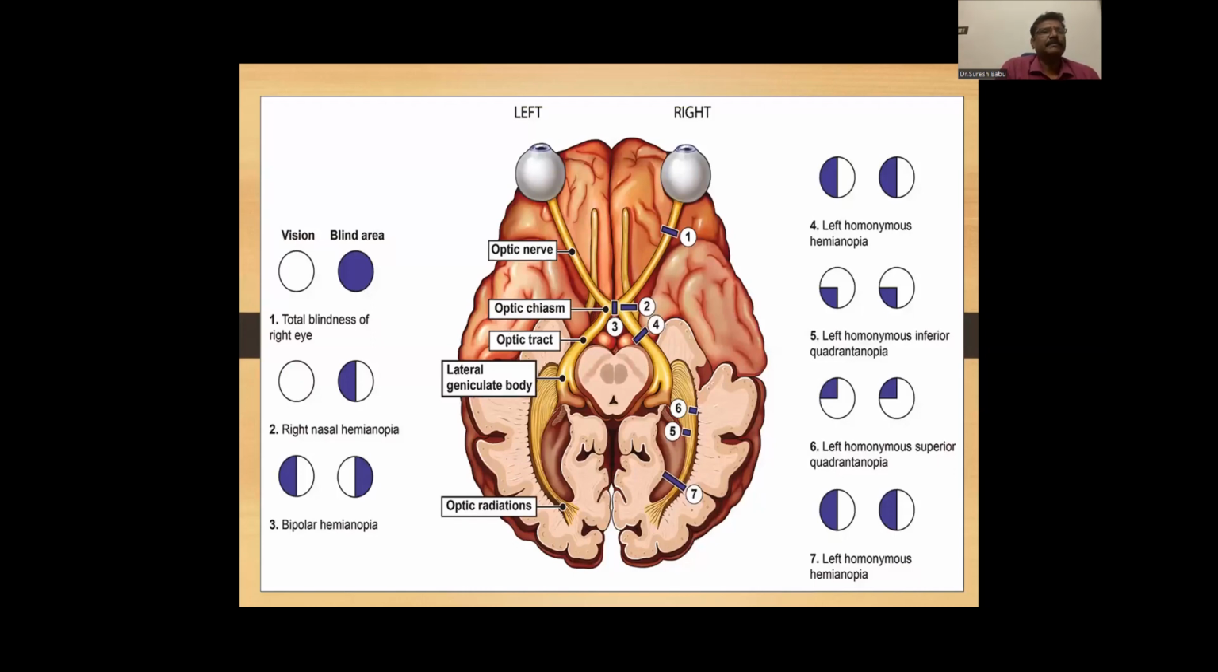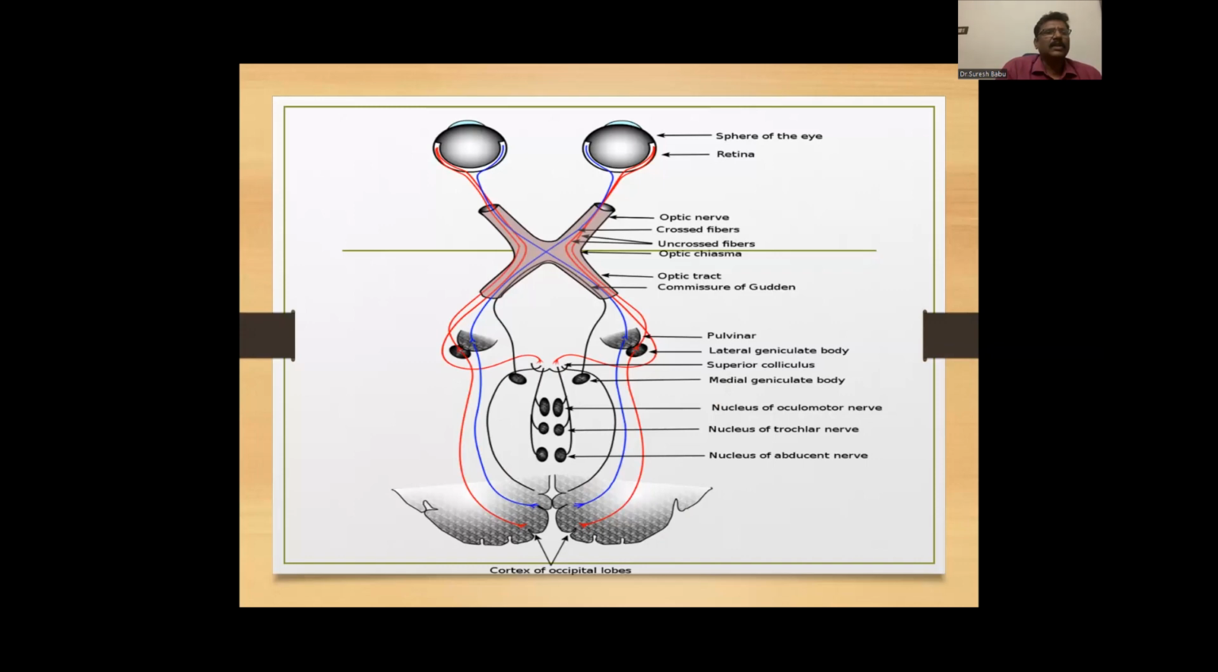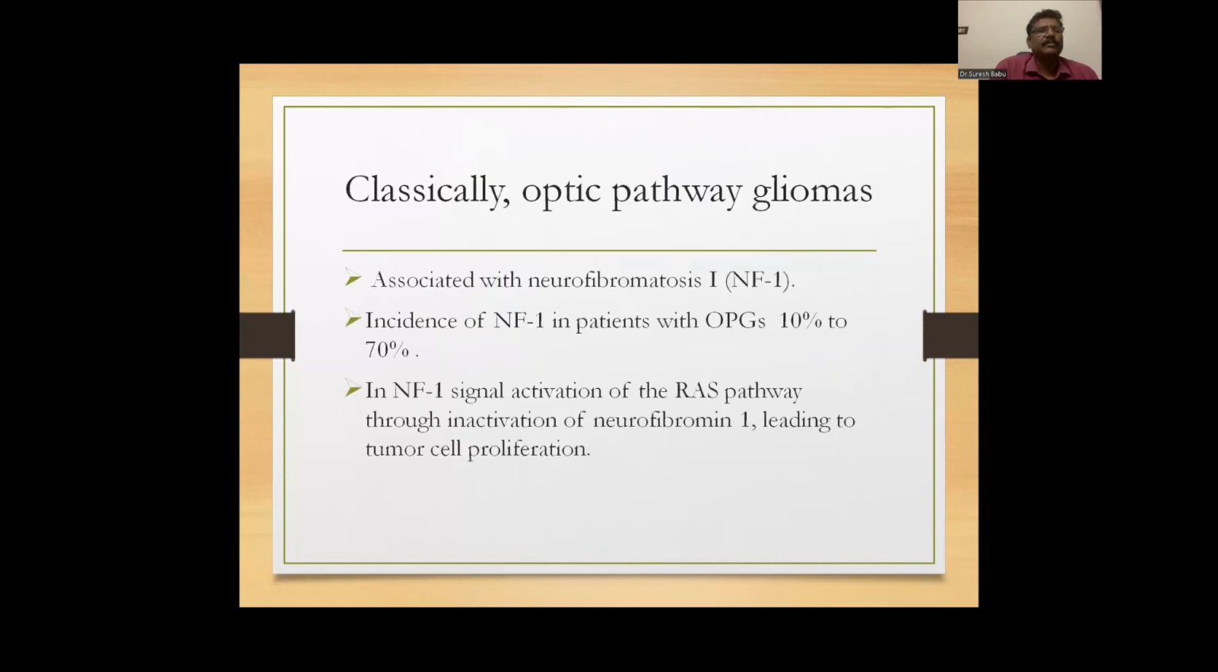Next slide, please. So this is a diagram of the optic pathway, the visual pathway, for the postgraduates, starting from the retina up to the optic radiations. So what happens at the various levels of the lesion? What the field defect will be is depicted clearly. Next slide, please. So this is another schematic diagram of the optic pathway. Next slide, please.